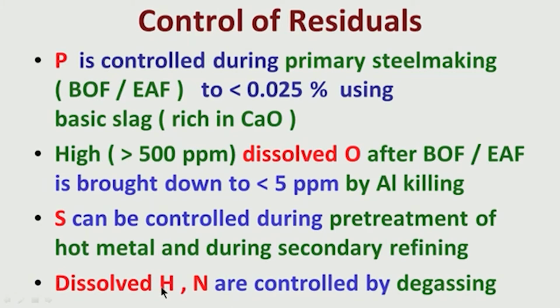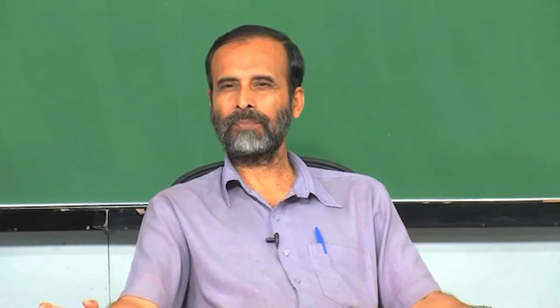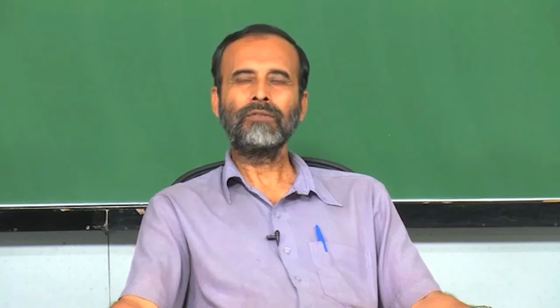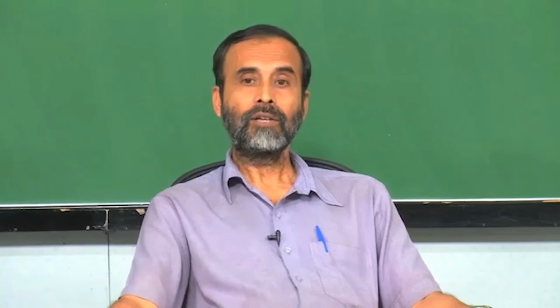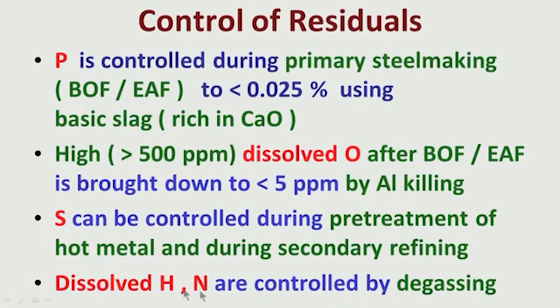Now let us talk about hydrogen and nitrogen. These are gaseous elements which are present in steel. Now we have to take care of this because these might not be accepted above a particular quantity in the final steel product. So we have to take care of this. Now these are done at the stage of degassing, that means at the stage of secondary refining. Now let me talk about another issue about these gases, particularly nitrogen. Nitrogen is present along with oxygen in air.